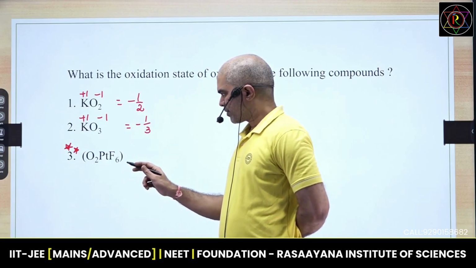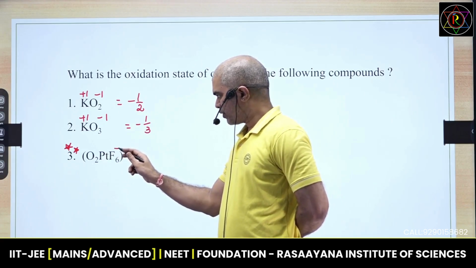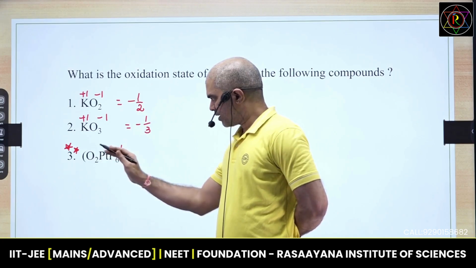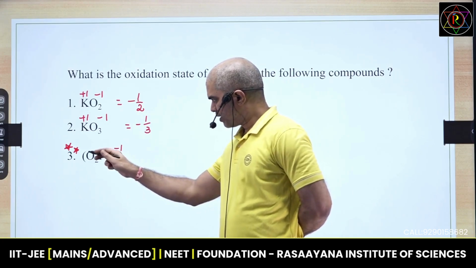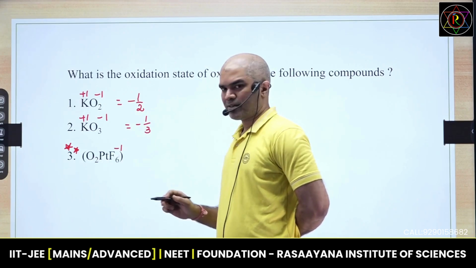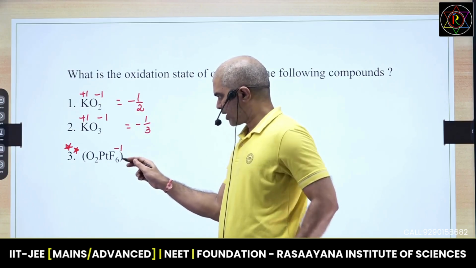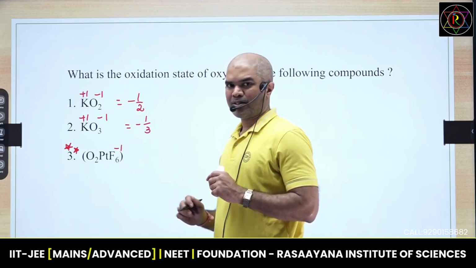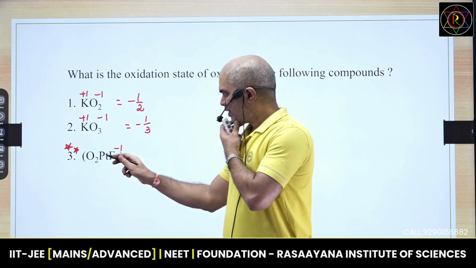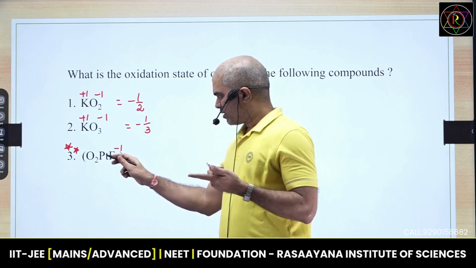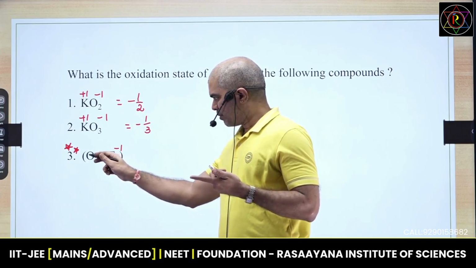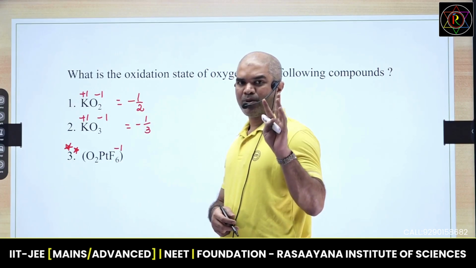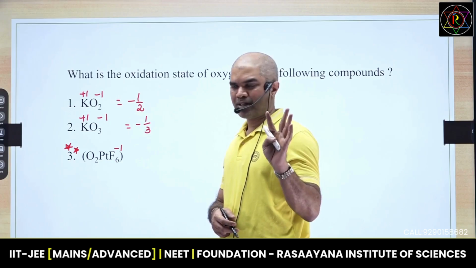O2PtF6. Fluorine has a fixed oxidation state, it is -1. So we have 6 negative charges. When we have 6 negative charges, there should be 6 positive charges. 6 into -1 is -6. There should be 6 positive charges also. So when we have 6 positive charges, that should be distributed between platinum and oxygen. We know that the common oxidation state of platinum is either +2 or +4. The other oxidation states are very rare.